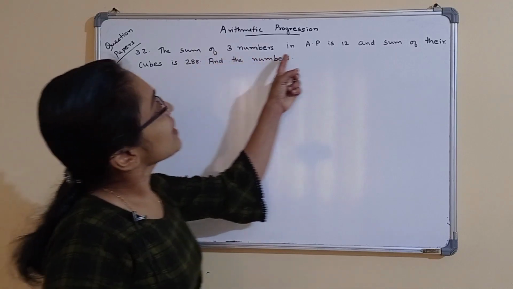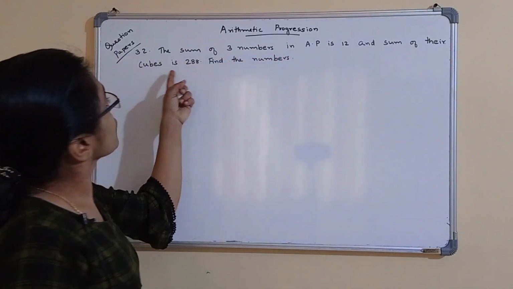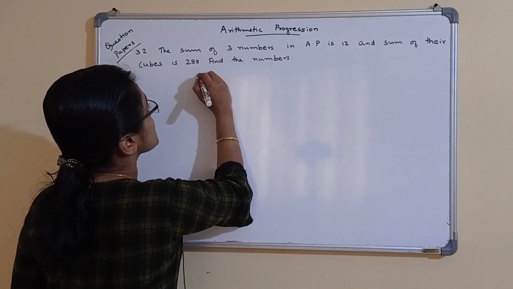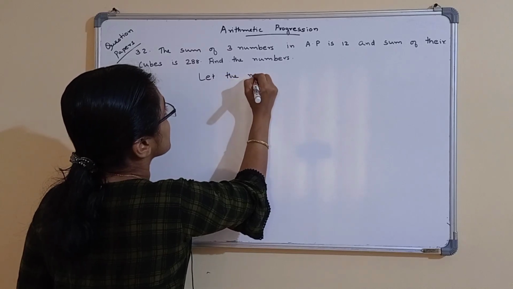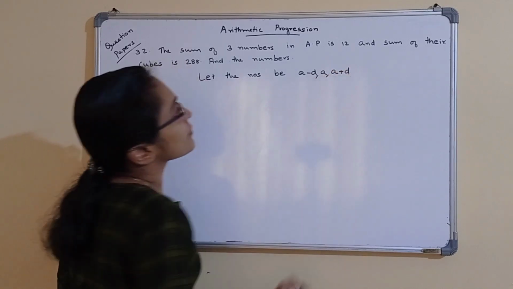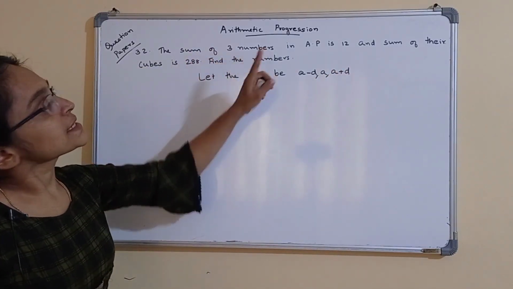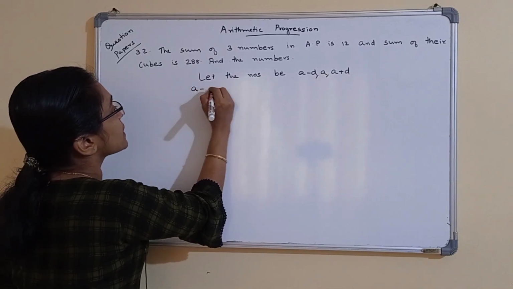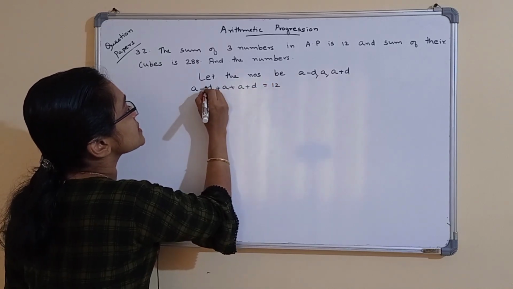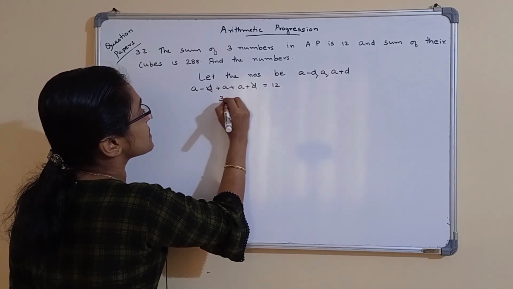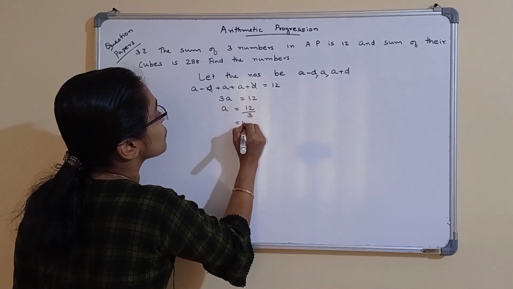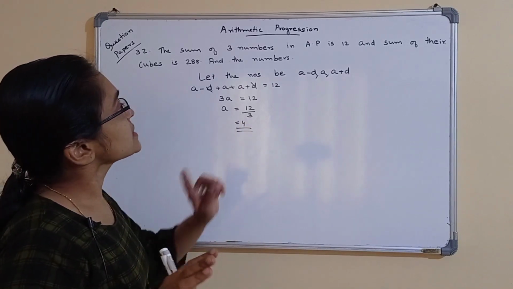Next one, the sum of three numbers in AP is 12 and the sum of their cubes is 288. Find the numbers. Let the numbers be a minus d, a and a plus d. Now, the sum of these three numbers is 12, which means a minus d plus a plus a plus d is equal to 12. This minus d and plus d will get cancelled. So, 3a equal to 12, which means a equal to 12 by 3, which is 4. So, the middle term of the AP is 4.